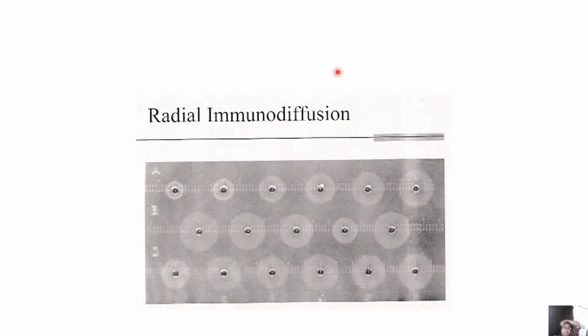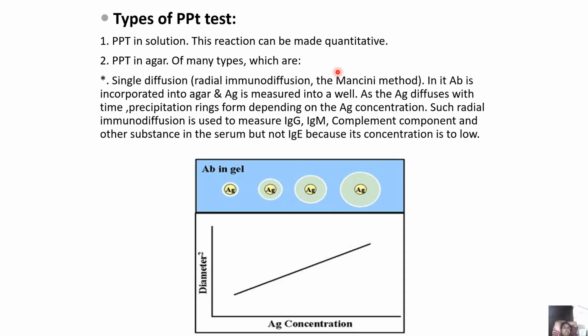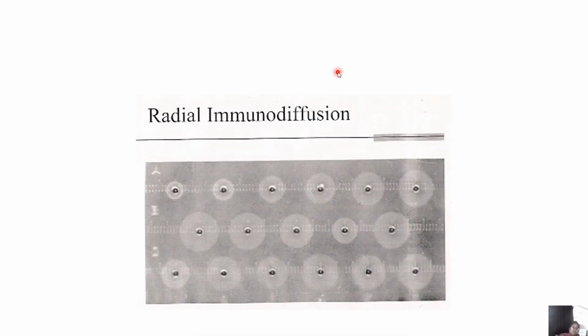So what are the types of precipitation test? Basically, in solution, the reaction can be made quantitative. In agar, there are many types, such as single diffusion, radial immunodiffusion, the Mancini method. In it, antibody is incorporated into agar and antigen is measured into a well. As the antigen diffuses with time, precipitation rings form depending on the antigen concentration. Radial immunodiffusion is used to measure IgG, IgM, complement components and other substances in the serum, but not IgE because its concentration is too low.